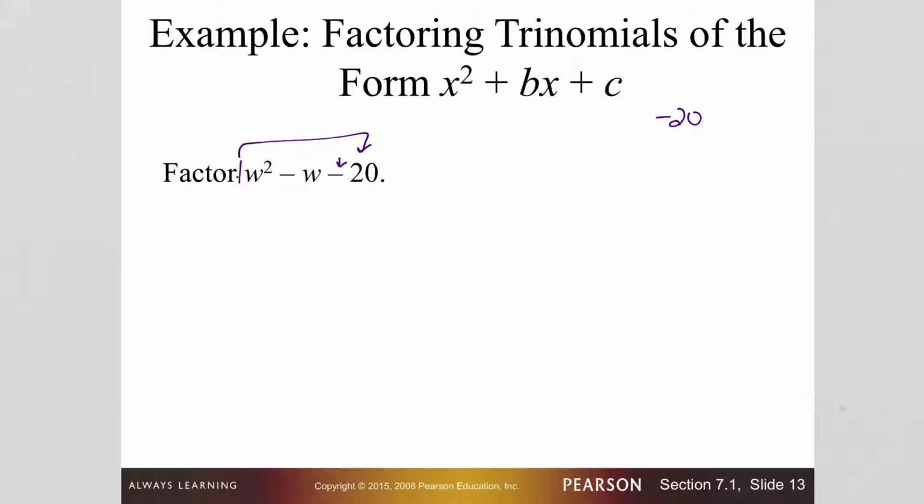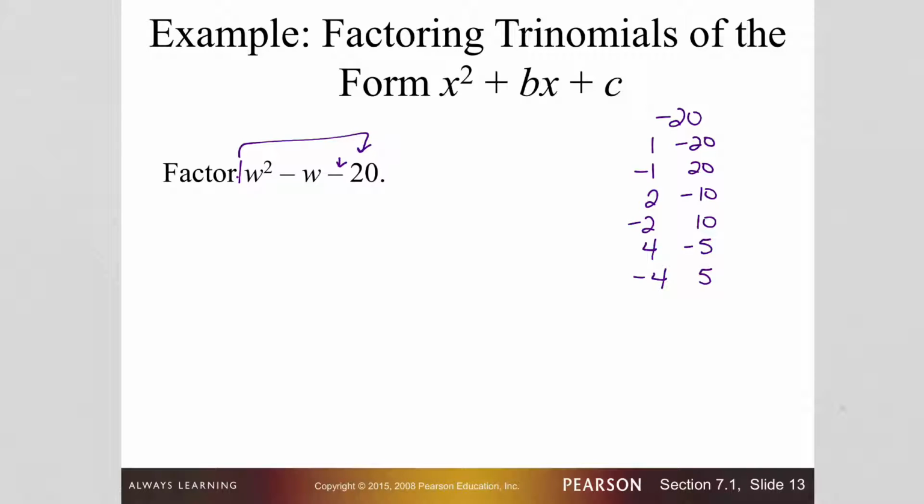Now I want to write down all the different pairs of factors of negative 20. So I've got 1 and negative 20. Those multiply to be negative 20, right? Or I could have negative 1 and positive 20. I could have 2 and negative 10, or I could have negative 2 and positive 10. 3 won't go in. I could have 4 and negative 5, or negative 4 and positive 5. And that's all the pairs of factors of negative 20.